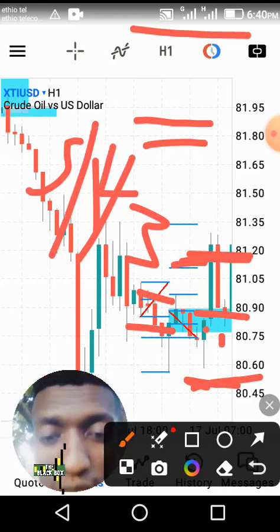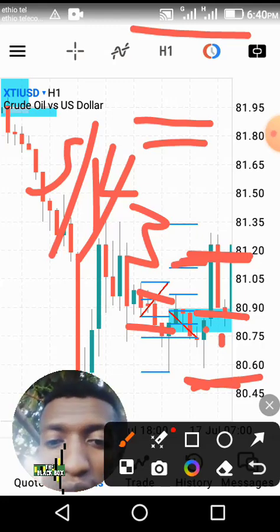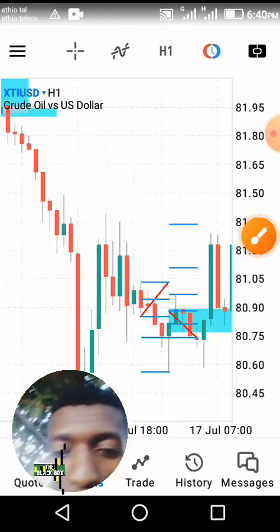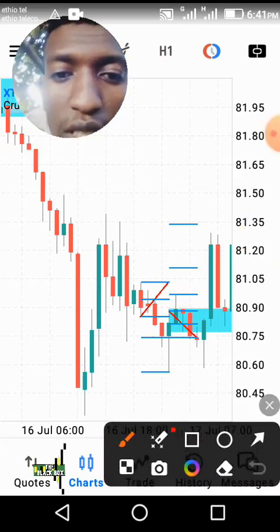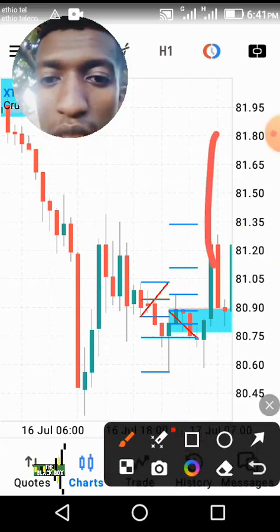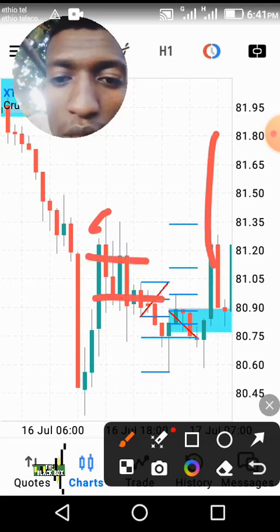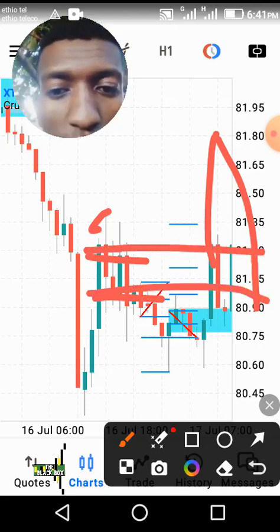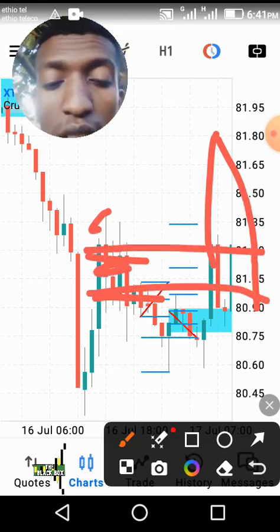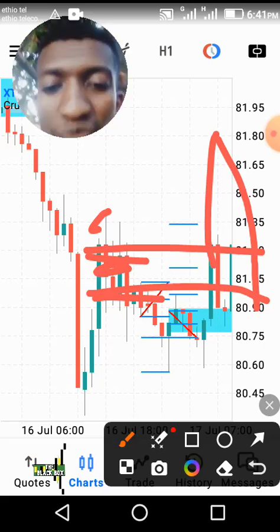Okay, the risk has to be small and the reward has to be large. What does that mean? Let me show you. Let us say the price broke this black box right here. The price broke, and if the price comes back here, this is the silver zone for this black box, right?